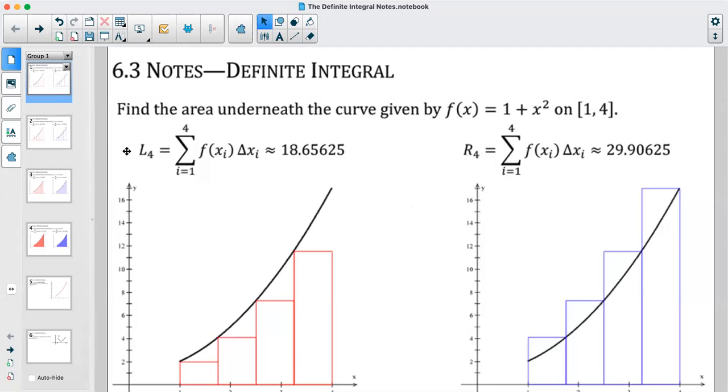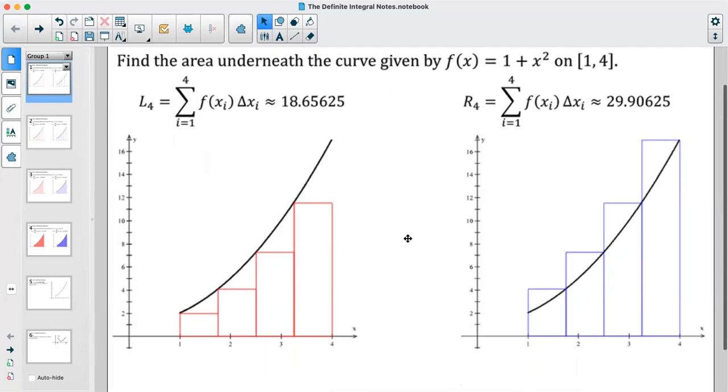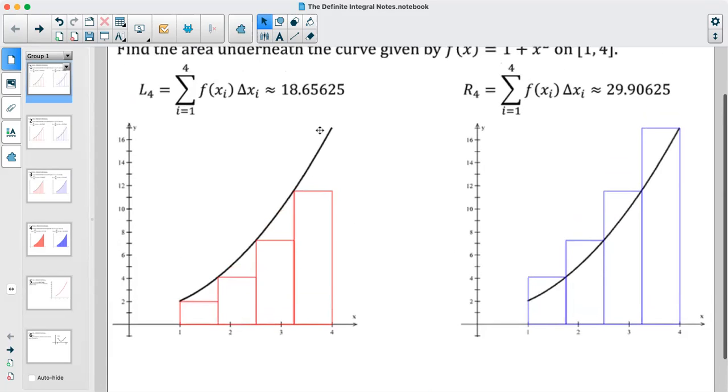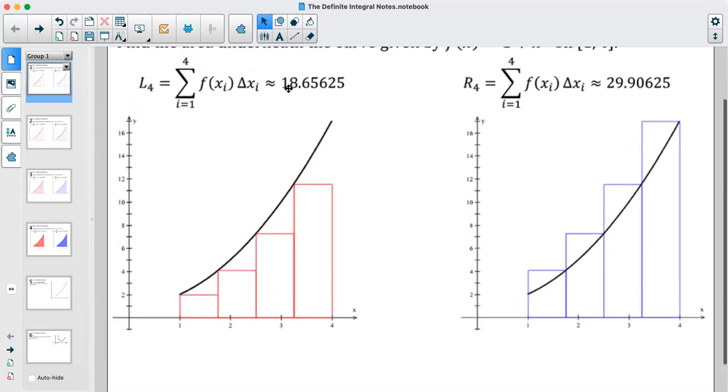We learned already how to do left-hand sums and right-hand rectangular sums. You can see that this curve is increasing. If we do the left-hand sum, we get an estimate which is for sure too small because you're missing all these spaces here. And if we do a right-hand estimate, we get a sum that's clearly too big because we have all these extra pieces here. So the good guess is that the actual sum is somewhere in between 18 point whatever and 29 point whatever.